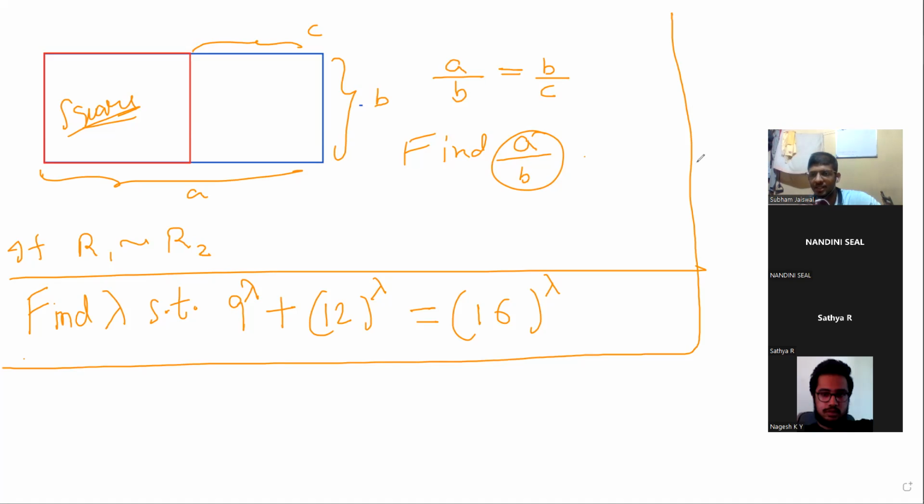Note it down. What is the third problem again? You have to find the lambda which satisfies this. And the second problem is find A by B.